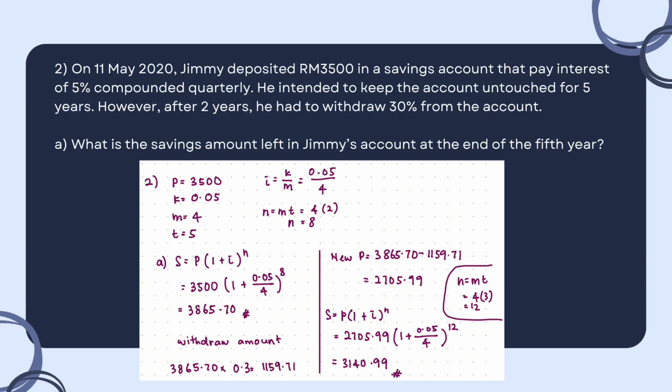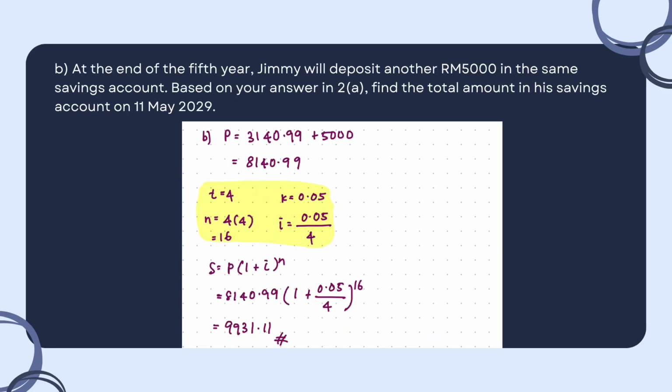Oops, we're not done yet. Now we're going to find the separate amount in Jimmy's account after 5 years. With the new P that we got, we're going to use the same formula but only change the N. As for B, we're going to list all the information once again and use the answer that we got in A to find the total amount in Jimmy's account on 11 May 2029.